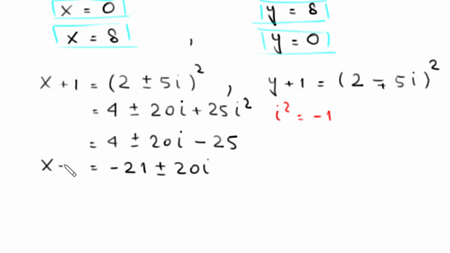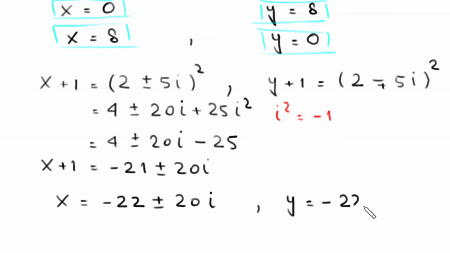At left hand side we have x plus 1. Move this 1 to the right hand side. This will become x is equal to negative 22 plus minus 20 times i. Since this is a conjugate of this expression, y will be equal to negative 22 minus plus 20i. So for the third case we have x is negative 22 plus minus 20i and y is negative 22 minus plus 20i.